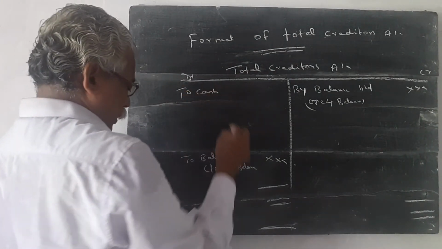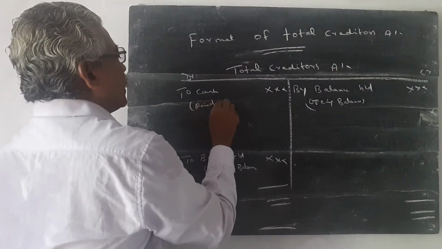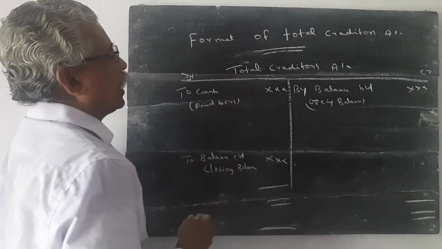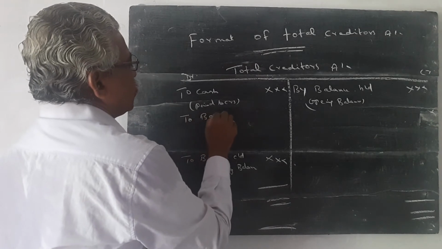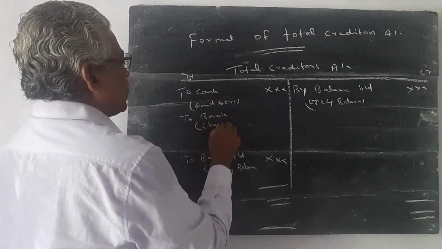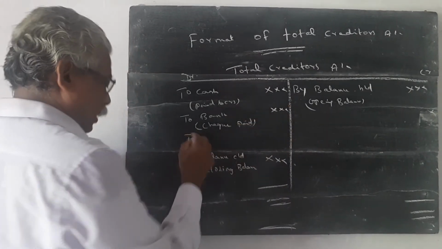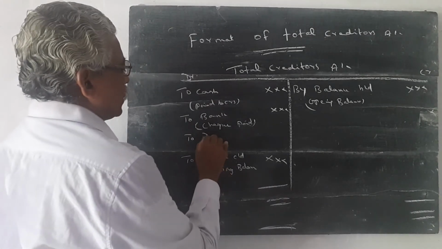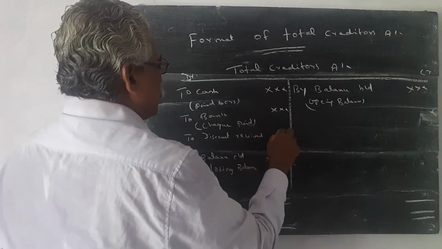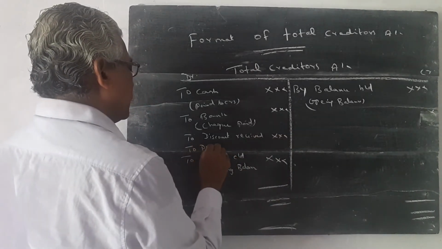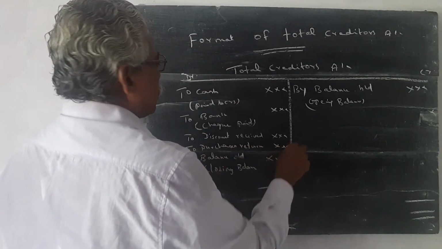To cash, here the cash paid to creditors. Any cash paid to creditors is entered in the debit side. Any check paid to bank, any check paid, it is entered in this side. Then discount received is entered here. Then purchases return is entered here.